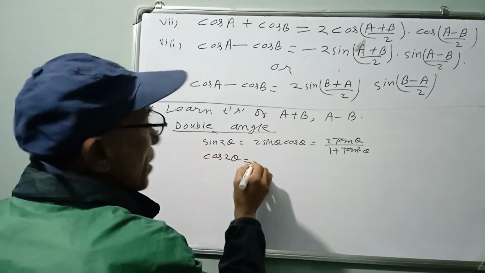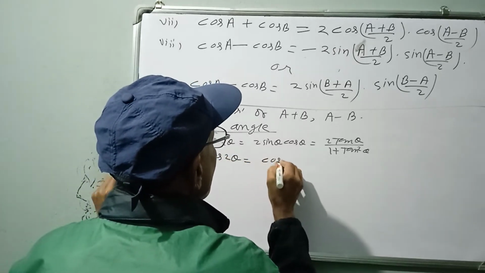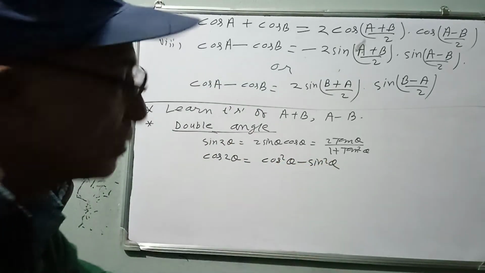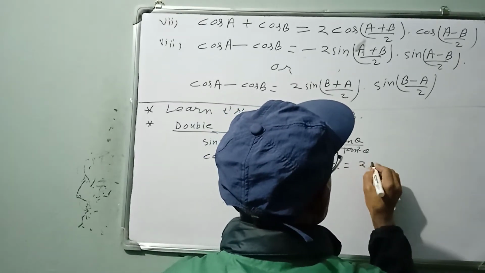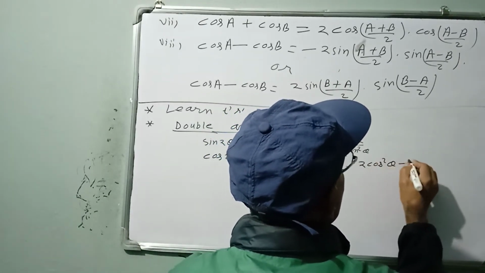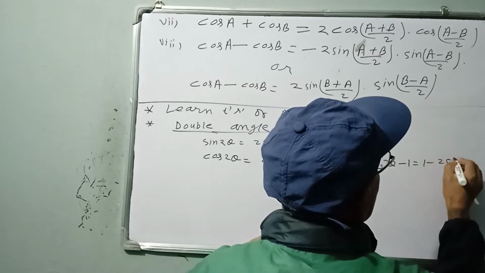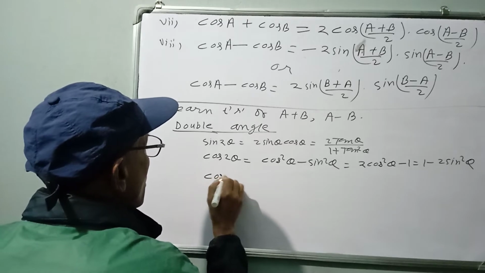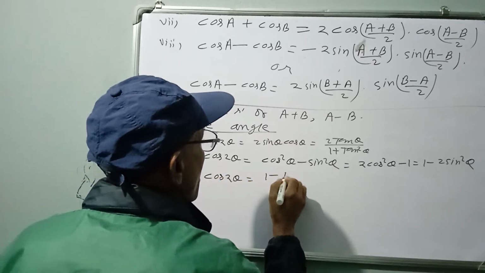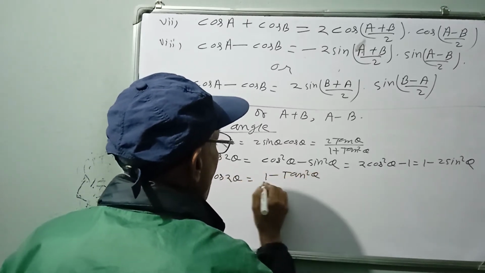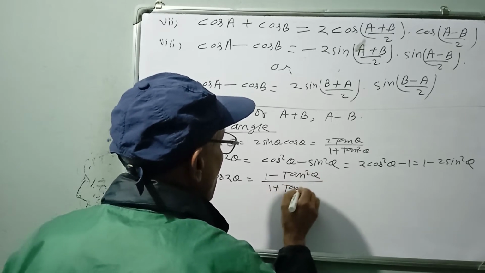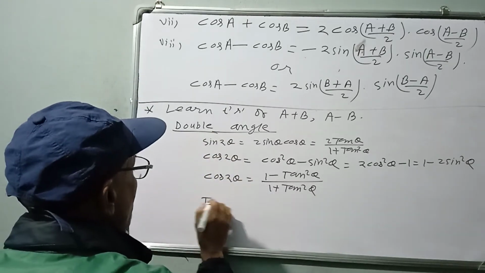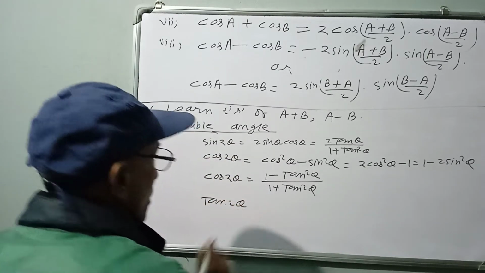Cos 2 theta has 3 formulae. One is cos square theta minus sin square theta, according to the given condition. Another is 2 cos square theta minus 1. Another is 1 minus 2 sin square theta. Another, in terms of tan, cos 2 theta is also 1 minus tan square theta by 1 plus tan square theta. Another, tan 2 theta.